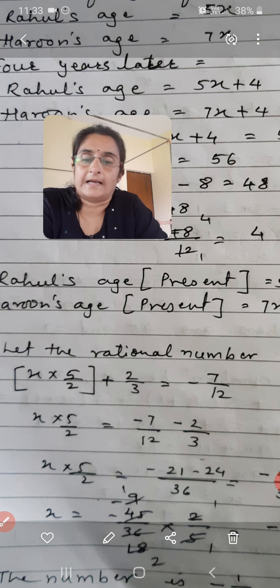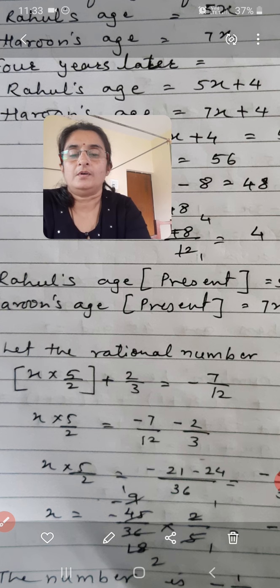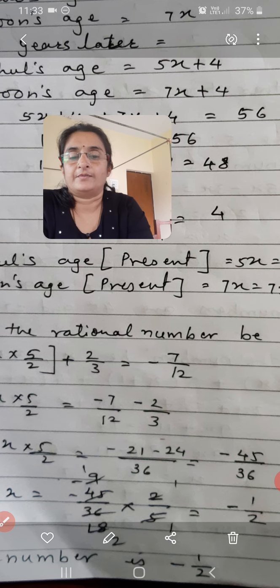Now keep the bracket as it is, x into 5/2, and 2/3 will go to the right hand side and becomes negative. Now 12 and 3 bases are different. I told you in the earlier sum, multiplication of denominators and then cross multiplication. So 12 into 3 is 36, minus 7 into 3 is minus 21, 12 into minus 2 is minus 24. That gives you minus 45/36.